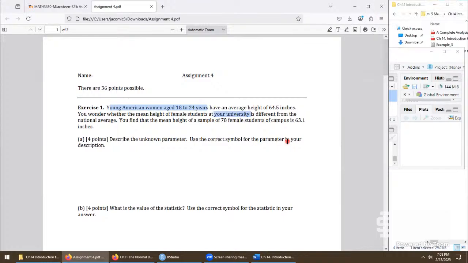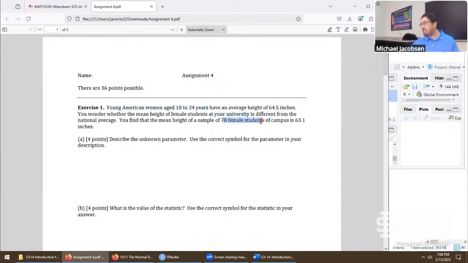Okay. Does that make sense? So would it be the 78 students then? Well, this would just be the sample size, because it says to describe the parameter, it's going to be an unknown. The sample x bar was 63.1 inches. And this is tricky because this is the national value, 64.5 inches. That's not the mean mu either. Our mean mu just has to be described in full words. Does that help out with that one so far?